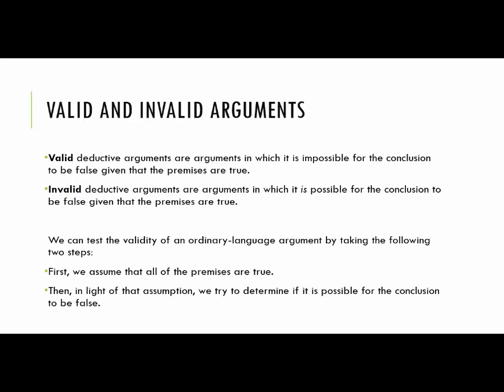Important things that we will consider when we examine deductive arguments are validity and soundness. So let's talk validity first. Valid deductive arguments are arguments in which it is impossible for the conclusion to be false given that the premises are true. Invalid deductive arguments are arguments in which it is possible for the conclusion to be false given that the premises are true. We can test the validity of an ordinary language argument by taking the following two steps. First, we assume that all of the premises are true, and then, in light of that assumption, we try to determine if it is possible for the conclusion to be false.